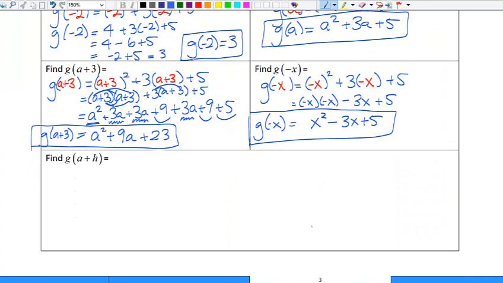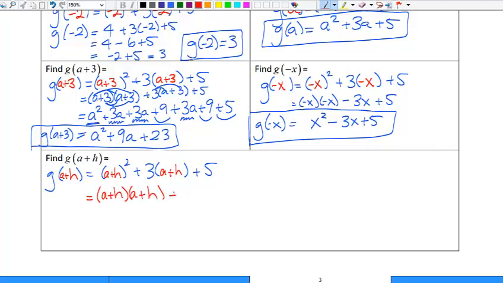On our last problem, g of a plus h. Notice there's two variables in here. No problem. That just means our answer is going to have two variables in it. Going back to the original problem, we have g of x equals x squared plus 3 times x plus 5. Every time I see an x, I'm going to put an open parentheses so that I can come back in and put a plus h in for every single time I see x. Now remember, when you have a binomial squared, you can't just distribute that squared. You have to write this out twice.